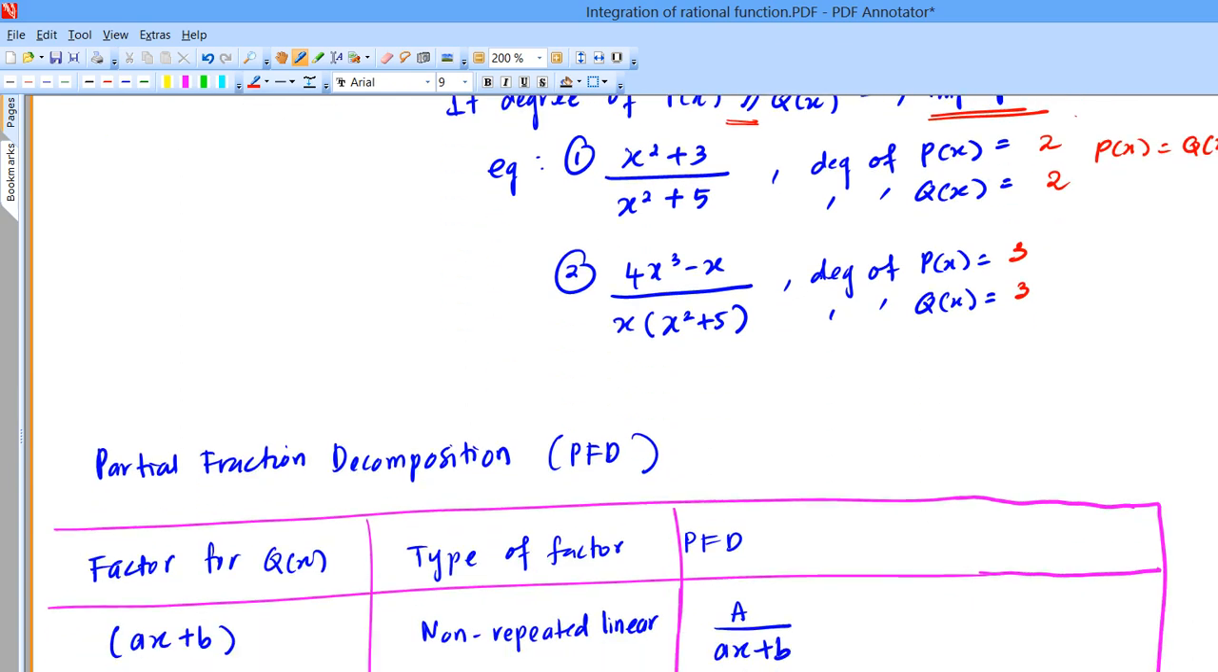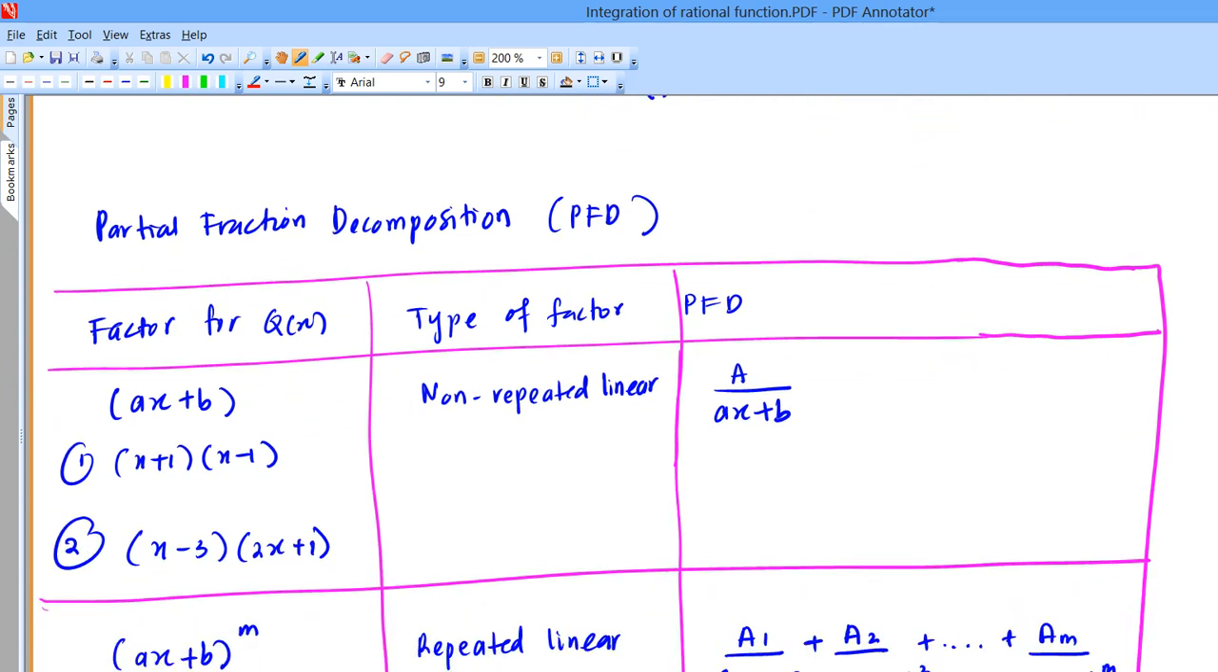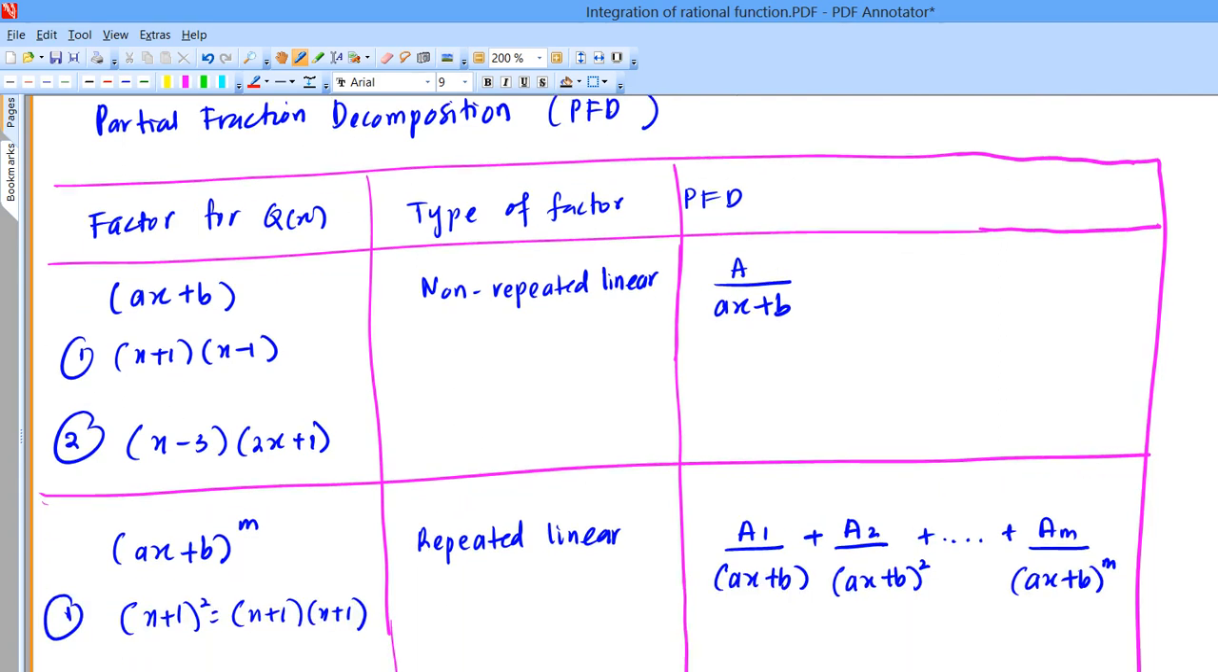When we have partial fraction decomposition (PFD), based on this table, we can see how to write it in the form of PFD. First, we need to know the factor for Q(x), meaning the function at the denominator, and then the type of factor. For factor number 1, we have ax plus b, meaning non-repeated linear. To write it in the form of PFD, we write A over ax plus b.